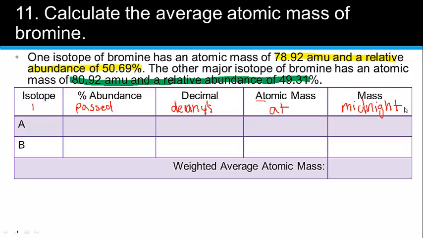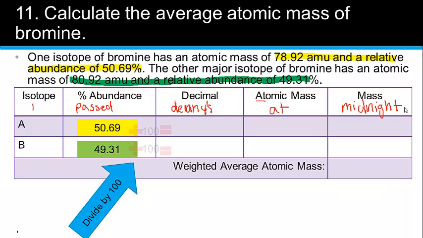So, I've got 2 isotopes here. The problem tells me I have 2. So the first isotope has a percent abundance of 50.69. The second isotope has a percent abundance of 49.31. Now I need to take these 2 numbers and write them as a decimal. In order to do that, I divide by 100.